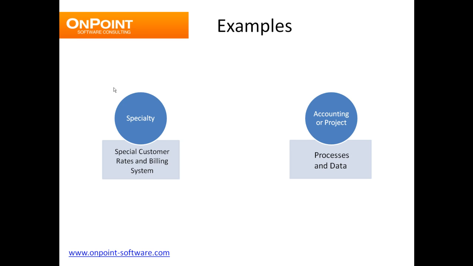So that we can get our minds in a creative thinking mode and put this thing in a perspective of your company, let's look at some examples. In this first example, our specialty system is a very unique customer rate and billing system that handles billings to your customers that are very, very special and unique. In other words, not handled by your accounting or project system. So in this example, we've got a specialty system where the data or those receivables have to move into your back-end system.